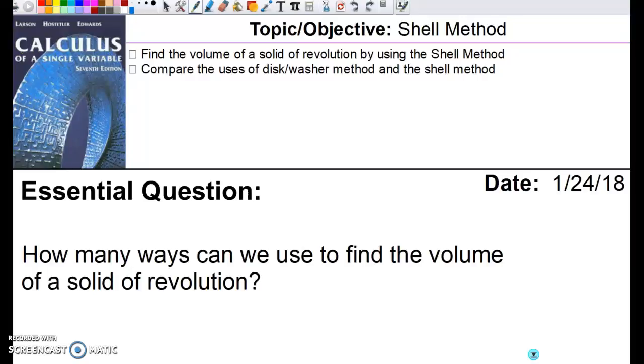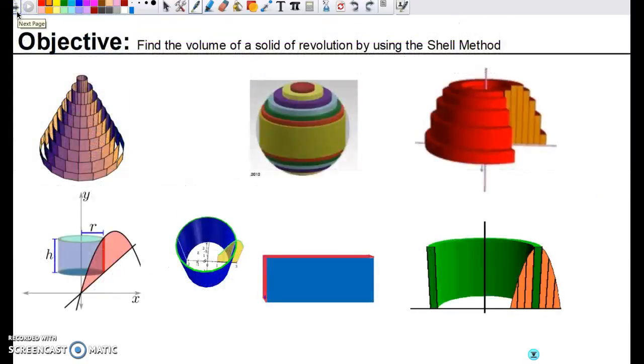Alright, so welcome to the video for the shell method, the third method of finding a volume of a solid formed by rotating a two-dimensional area around an axis of rotation. You've done discs and washers, and now we're going to do shells, which, as you can see by the pictures I've shown here, are finding volumes of hollow cylinders. In fact, the cylinders are going to be so infinitesimally thin that they're basically going to look like just circles with heights on them.